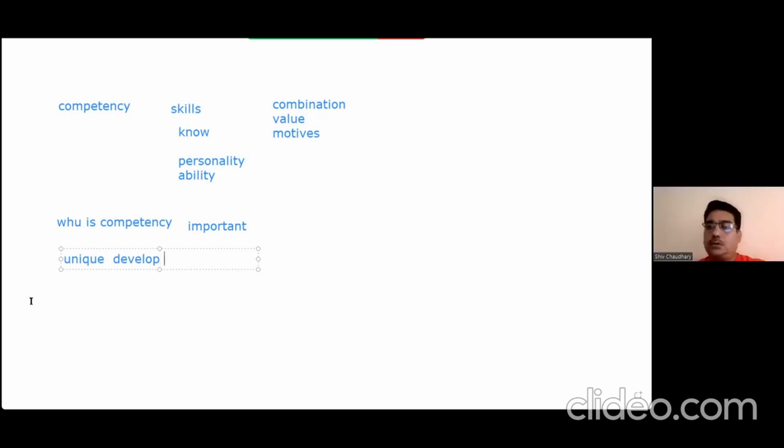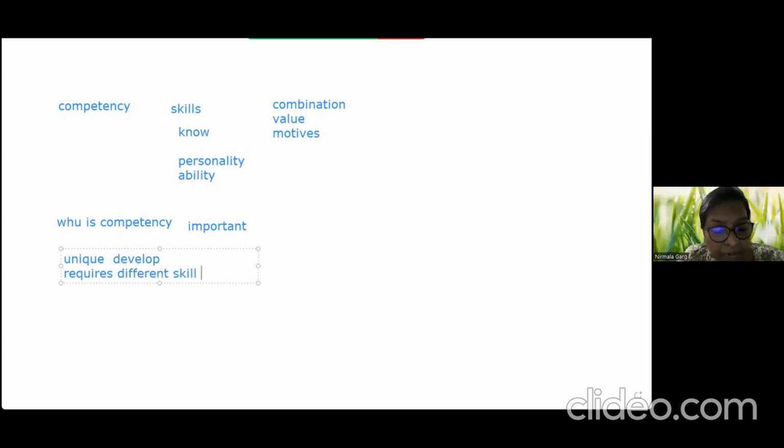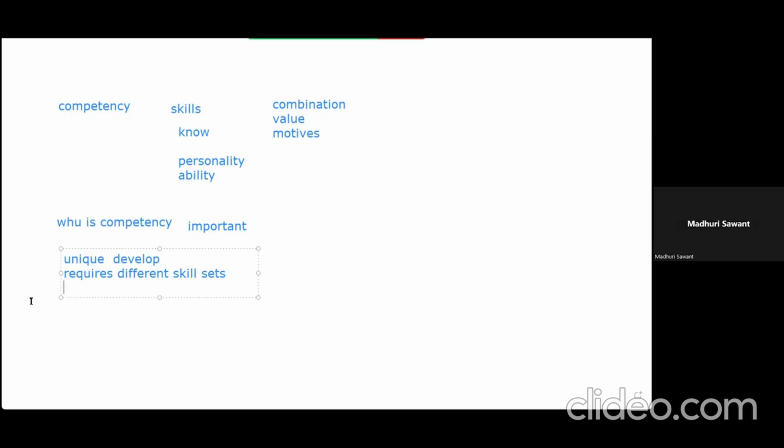Okay, anyone else? To achieve the target. Yes, Shiv, certainly. Every role requires a different type of skill set, particularly in an industry like manufacturing. So to understand the roles, competency plays a very critical role. Okay. Anyone else? To achieve the target or goal, or to perform the job in a correct way.